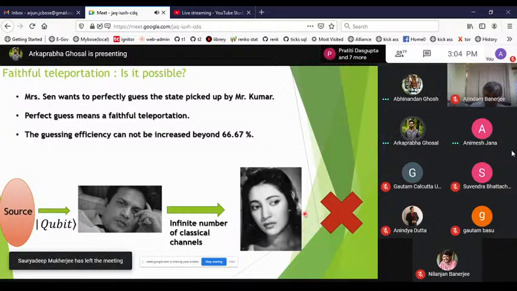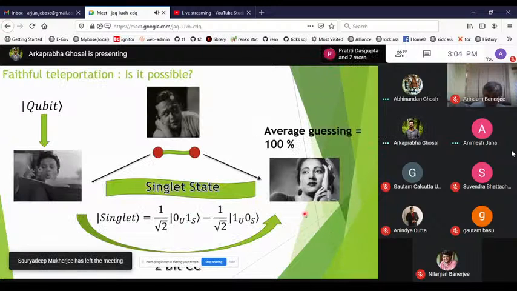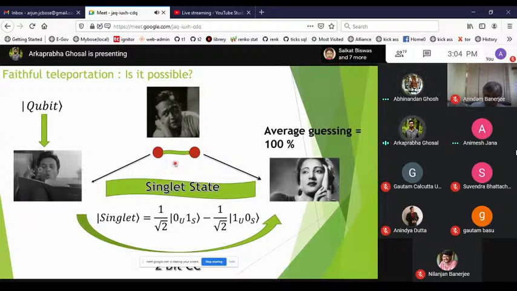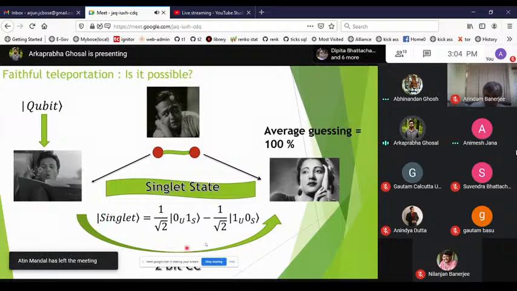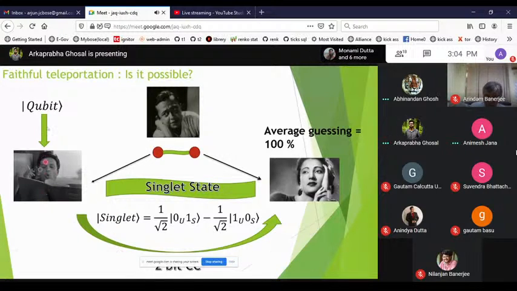Now, what should they do? So they meet with Mr. Bhanu, and Mr. Bhanu is a physicist. So he prepared an entangled state. An entangled state means a two-particle state between two subatomic particles which maintain some kind of quantum correlation. Okay. So its singlet state can be written like this. It's a two-particle state, and one particle is given to Mr. Kumar, and another particle is given to Mrs. Sen. Now, what do they do?